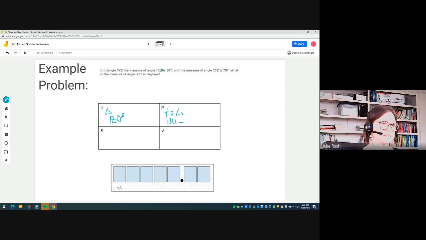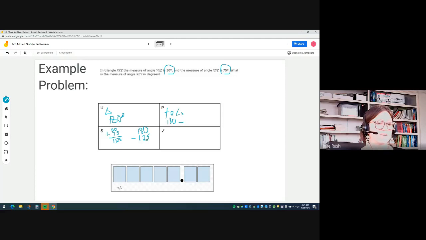They told me that this YXZ is 50 and XYZ is 75. So I'm going to add 50 to 75. 0 plus 5 gives me 5, and 5 plus 7 gives me 12. So it's 125, but I'm not done because I'm looking for the missing measure. So now my next step was to take 180 and subtract 125.